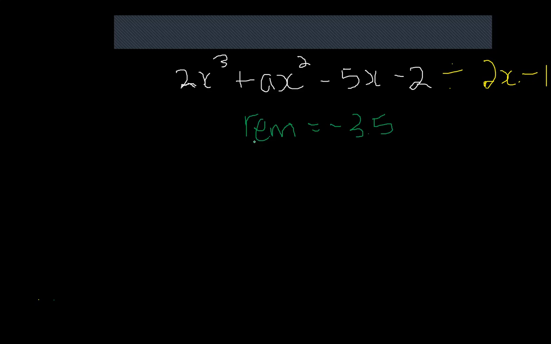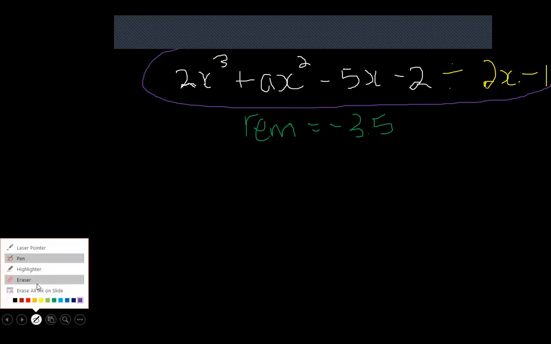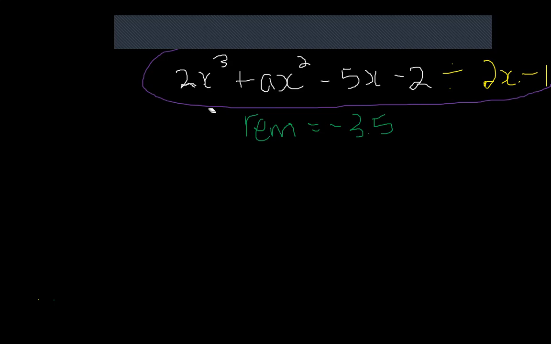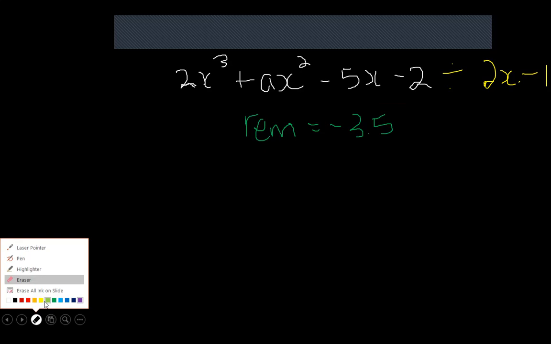And they also told you that when I divide this polynomial expression by 2x minus 1, the remainder is minus 3.5. What do they want me to do? They want me to find the value of a. But how do we do that? Well, we use the remainder theorem.